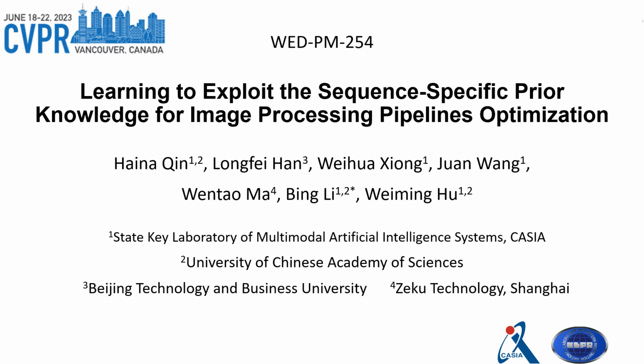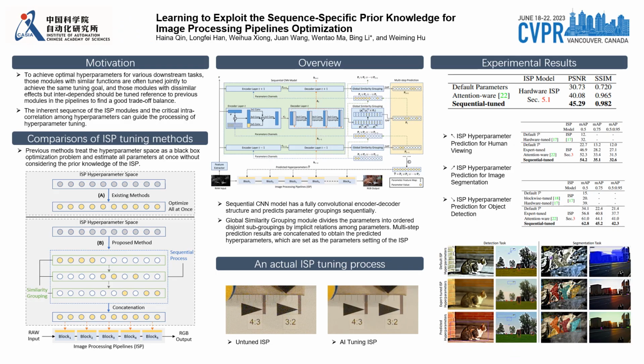Hello everyone. Now we will present our paper, Learning to Exploit the Sequence-Specific Prior Knowledge for Image Processing Pipelines Optimization. The configurable hyperparameters of various modules from any ISP aggregate to be a complex parameter space with tens to hundreds of parameters. Existing methods treat the high-dimensional parameter space as a global black box space for optimization and prediction all at once, while ignoring the inherent sequence of the ISP modules and the critical intercorrelation among hyperparameters.